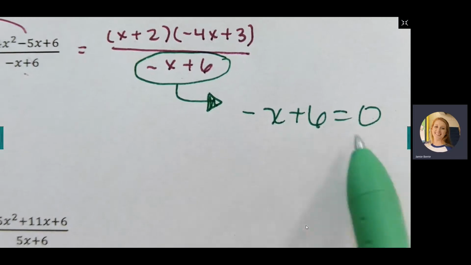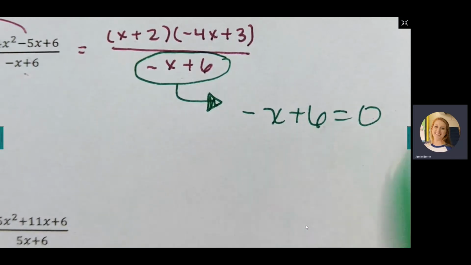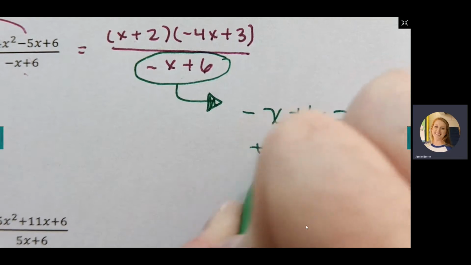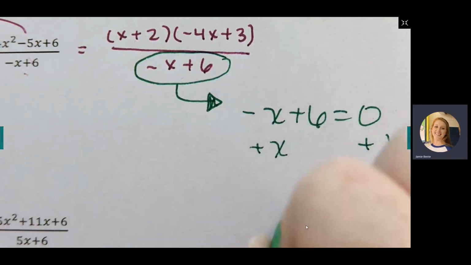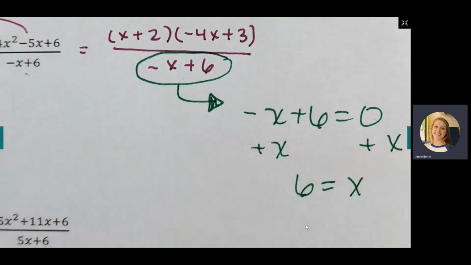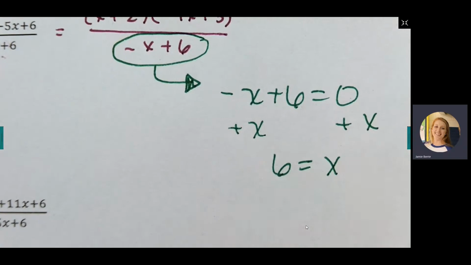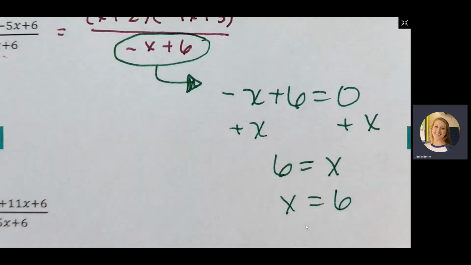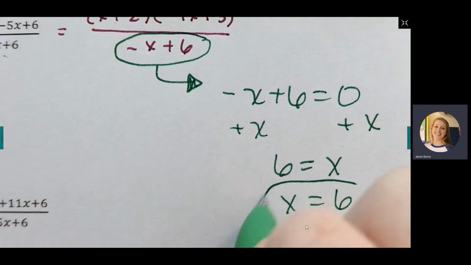So what do y'all want to move over, the x or the 6? The x, that's what I would move over to. This is just going to make it easier for you. Now, if that looks weird to you, you can just flip it around, put the x on the left. And there's your asymptote.